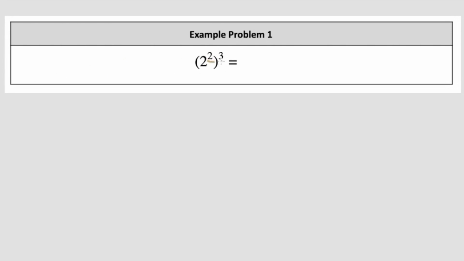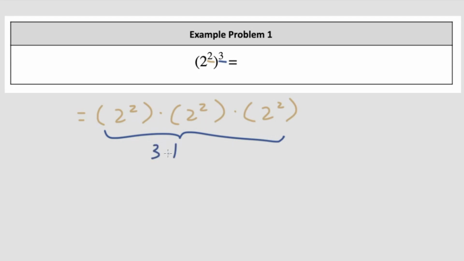So we have here 2 to the power of 2 to the power of 3. What does that mean? Well, I look at the two exponents right next to each other, separated by parentheses, and I get a little freaked out. But then I realize that just means that's 2 to the power of 2 multiplied by itself 3 times.